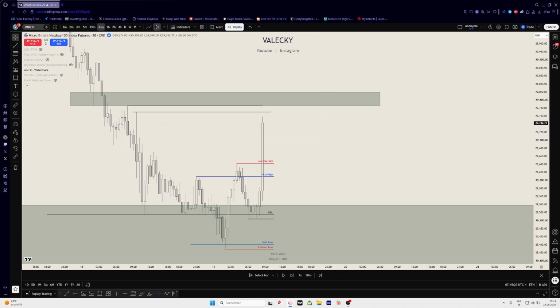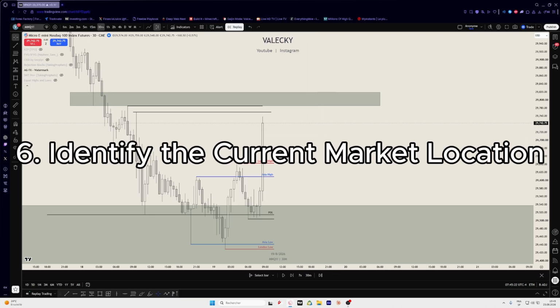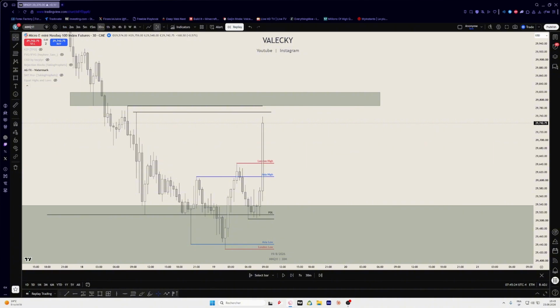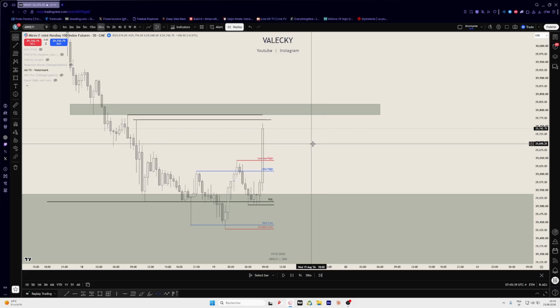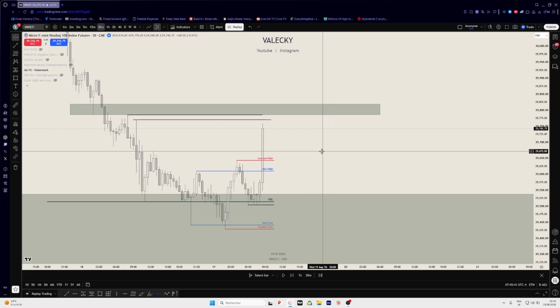And yeah, alright, so number 6 is identifying the current market location. Now I step back and look at everything together. I ask myself, where is price right now? Are we sitting near a major high? We have this major high. Are we sitting near a major low? We are not. Are we pushing Asia high or low? We are not. Did London already take liquidity? We did, except London low. This could be a great target.